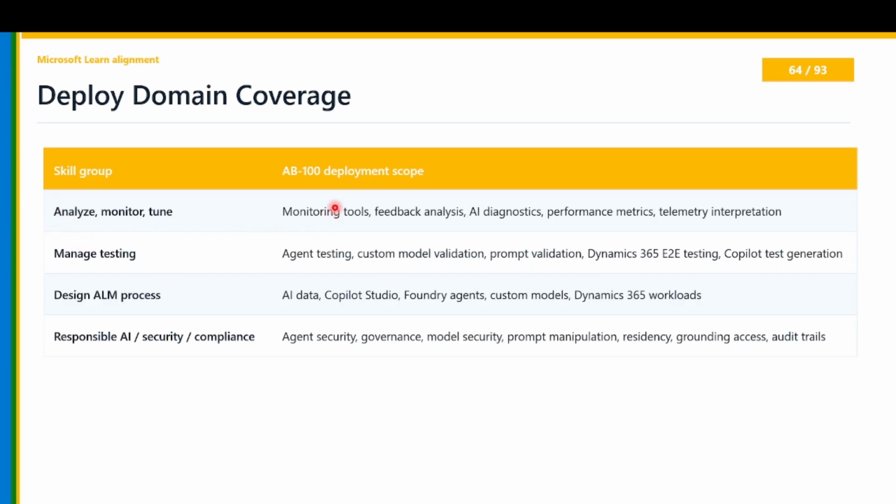So the tools we are looking at here are monitoring tools, feedback analysis, AI diagnostics, performance metrics, telemetry interpretation. So the monitoring tools basically here are Azure Monitor, Application Insights, and the analytics insight platform on Copilot Studio, and the AI diagnostics using Application Insights, performance metrics, using Application Insights, telemetry interpretation, also using Application Insights. Manage testing. So how do you manage agent testing? We'll be looking at this tool in the deployment scope of AB-100.